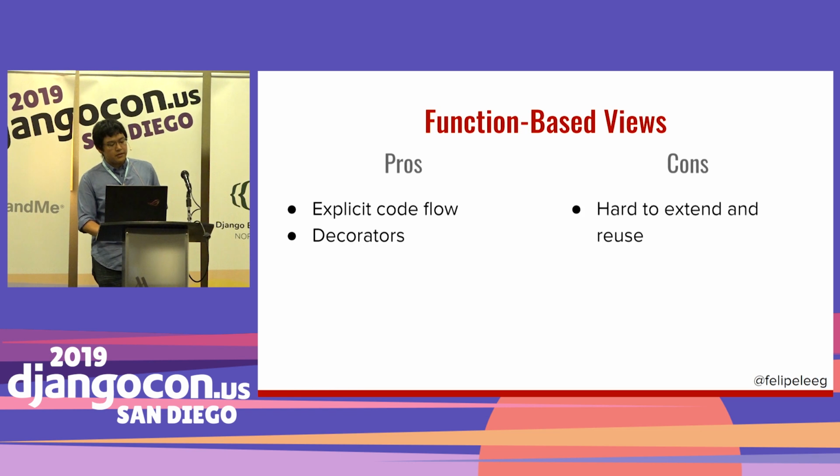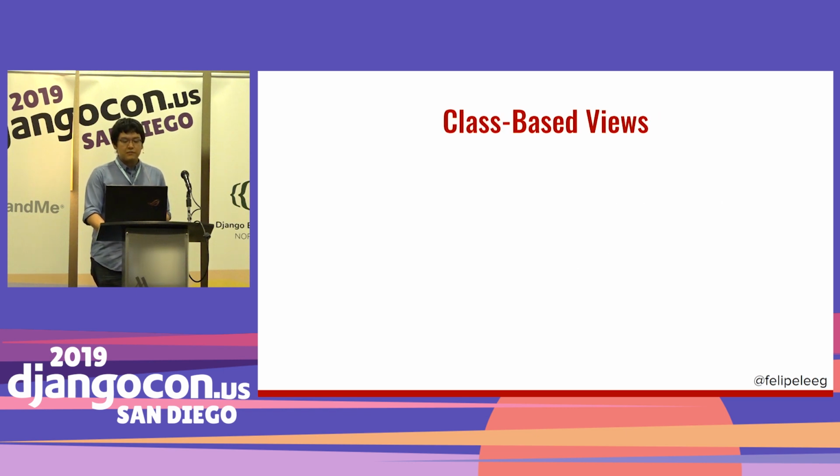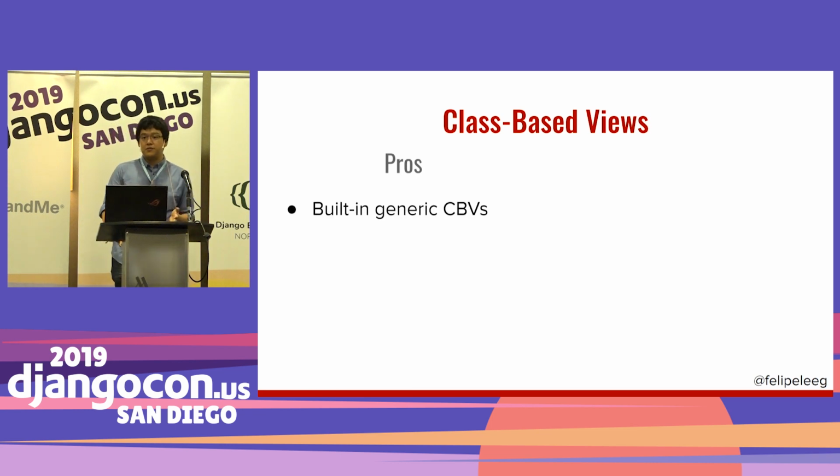Some cons: they're hard to extend and reuse, so kind of that same issue that we had with the generic function-based views in Django, that they were hard to extend and reuse. You kind of have that same issue with your own function-based views. And the other one is HTTP methods are handled through conditionals, so that gets a little bit ugly after a while. For class-based views, though, pros: we have all the built-in generic class-based views. Django provides a ton, and they give us a lot of functionality.